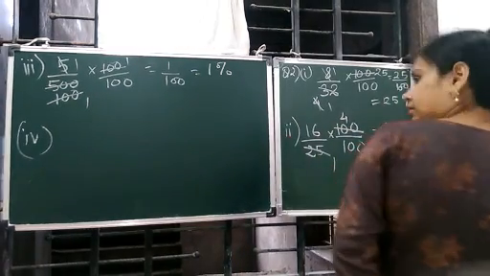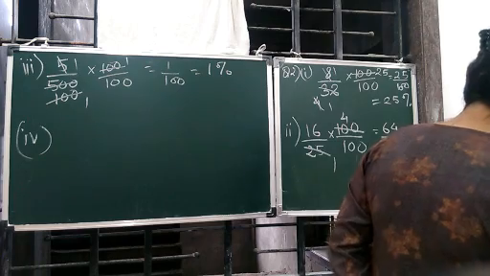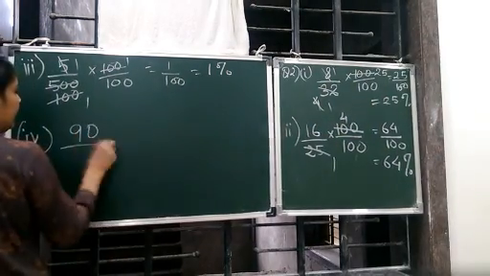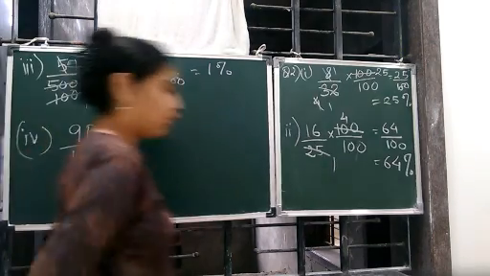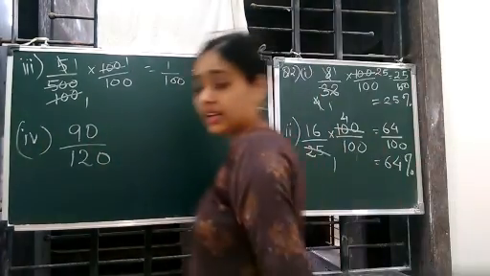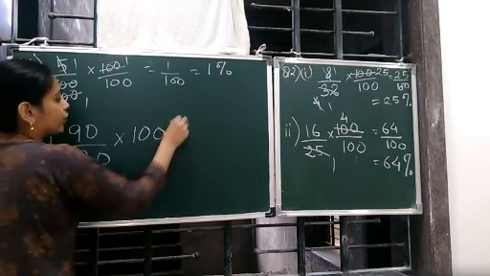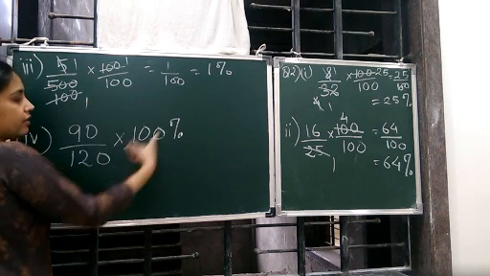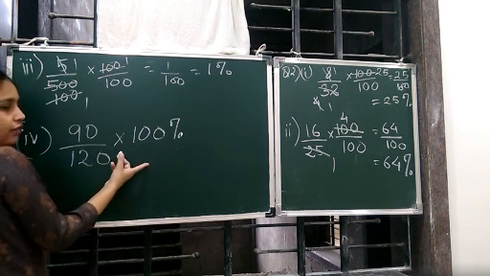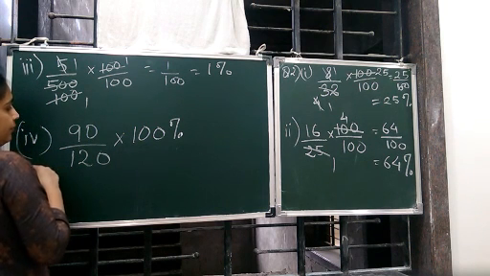Then the fourth one. There are 120 voters, out of which 90 voted yes. 90 out of 120 voted yes. What percent voted yes? Again you have to find the percent. So one question we have been doing like this so far. Now let's try one question in another way, so that if you feel like doing it this way, you do not get confused.